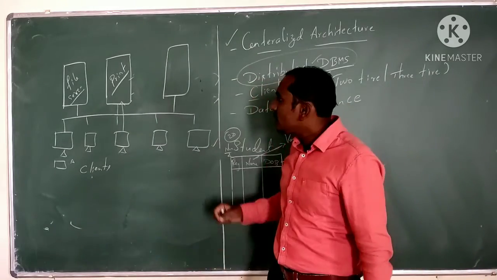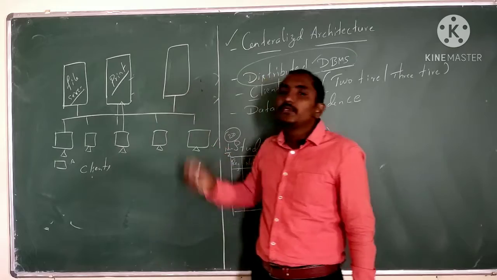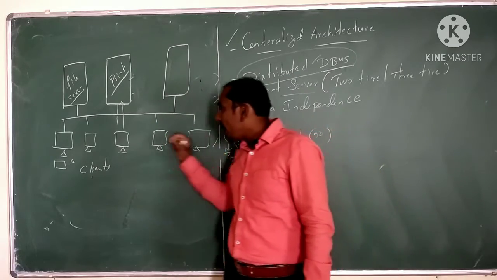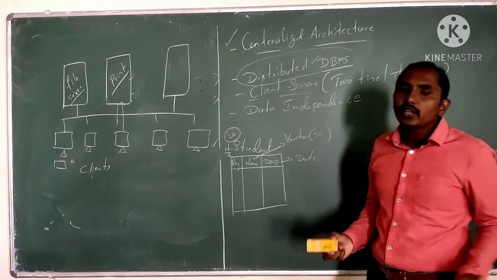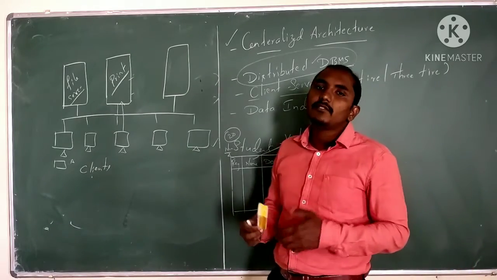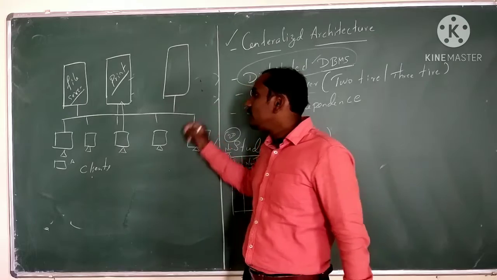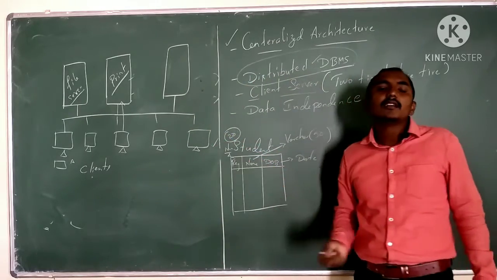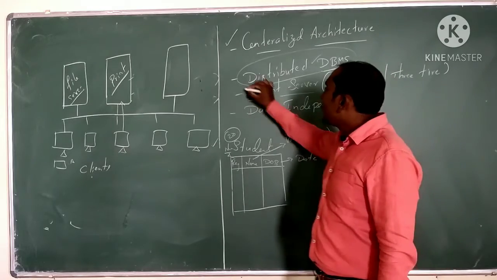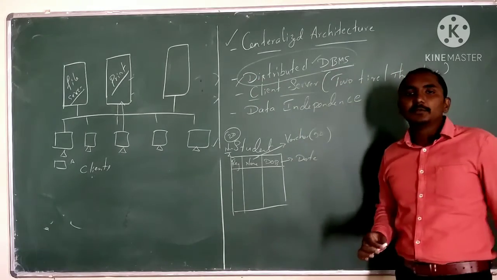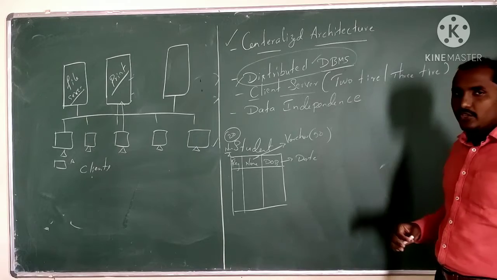In this type of architecture we'll have different types of servers for different types of functions that can be accessed by all the workstations, where the work will be distributed so that the functions can be done faster, and more work can be handled with the help of different types of servers. That is the distributed database management system. That is one type of architecture.